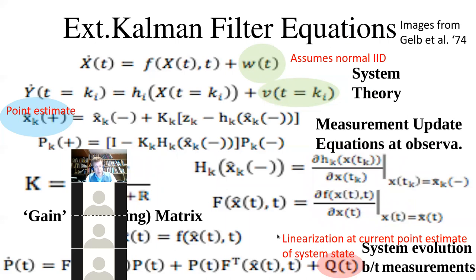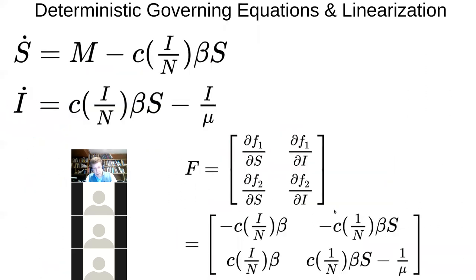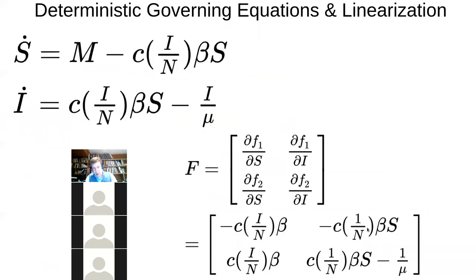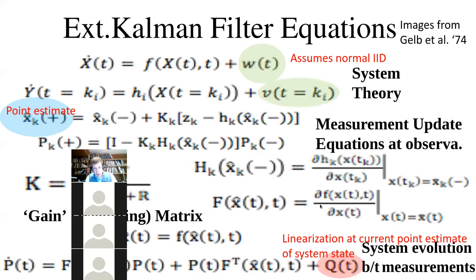And then the other component. So we specified lowercase f, we specified capital F, the linearization of that at the current point. The value of this will change depending on what state we're at. If we're at a value of S equals zero and I equals 1,000, the value of this matrix will be different than if I equals 10 and S is 990. So in general, this will be a matrix whose value will depend on the current state.